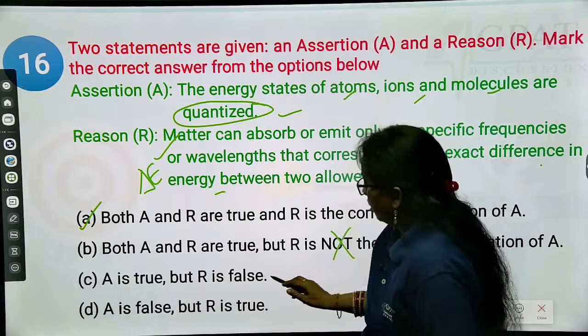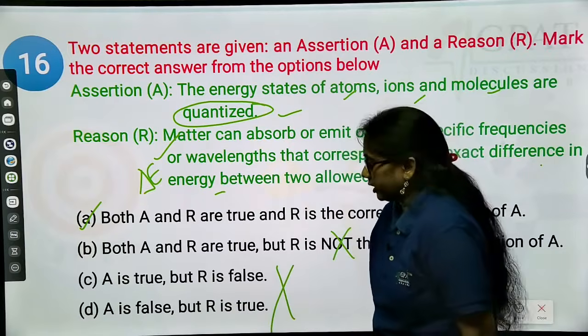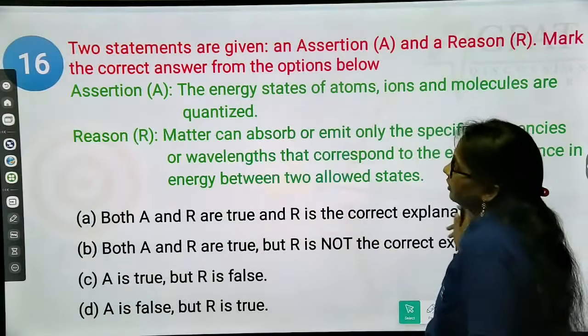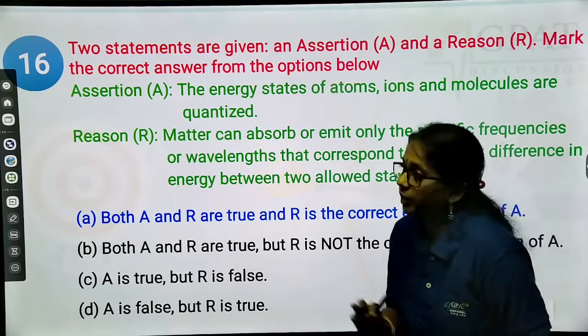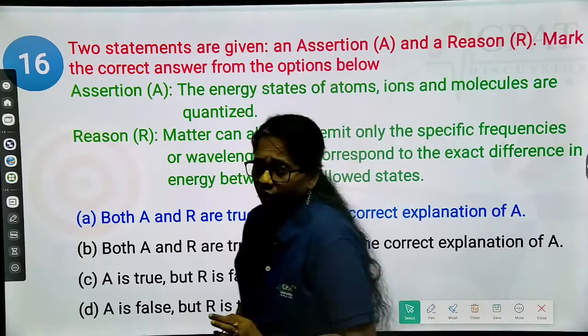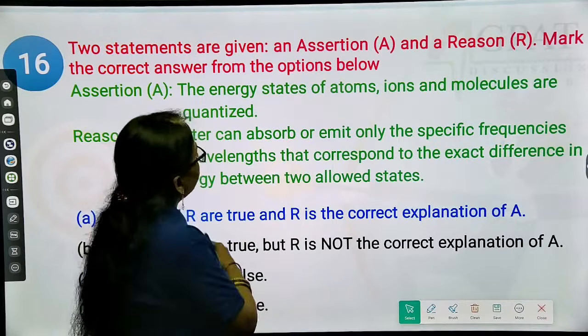A is true, R is false; A is false, R is true. These two are not suitable answers. Option A is going to be the right answer. That means assertion and reason both are true, and R is the correct explanation of A. Okay, let us move to the next question.